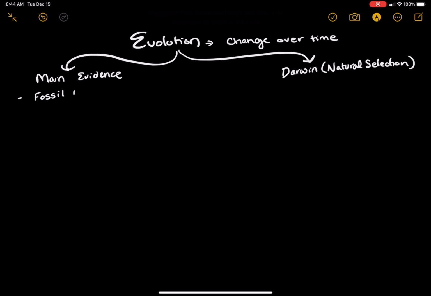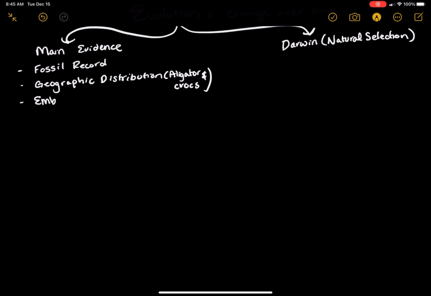When we look at the main evidence, the first thing we're going to talk about is the fossil record, meaning what we have dug up and what the bones actually look like. The second thing is geographic distribution, meaning have you ever noticed that certain species are found on different parts of the world, even though they're very similar, like an alligator and a crocodile? And then we'll look at something called embryology, the study of our embryos.